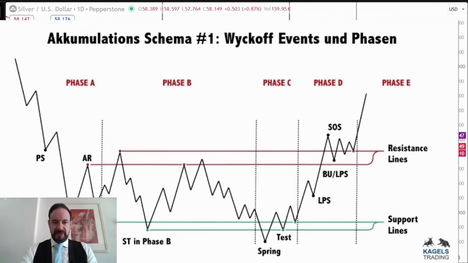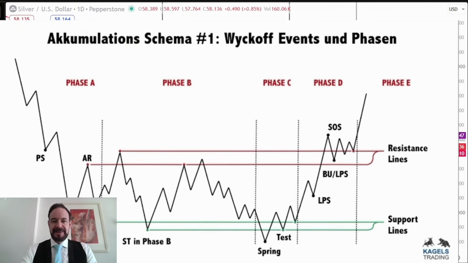So that is it for today, ladies and gentlemen. We're going to have to wait and see what happens now. Again, that the undercut may not happen is not necessarily a sign that this accumulation pattern is not happening. This is just the ideal way it would play out. And so far in silver, we have seen the absolute ideal way of a Wyckoff accumulation pattern.